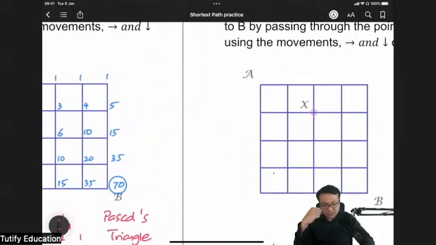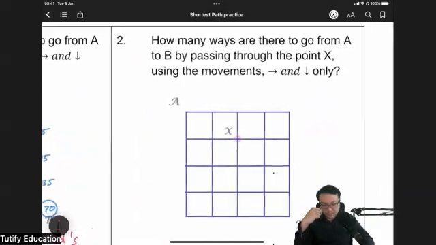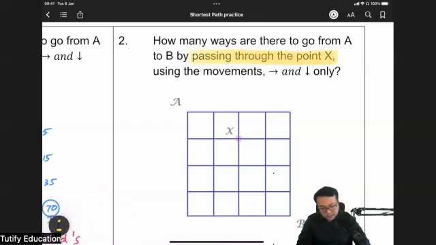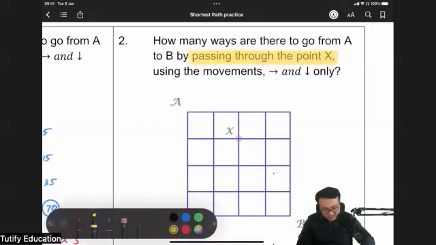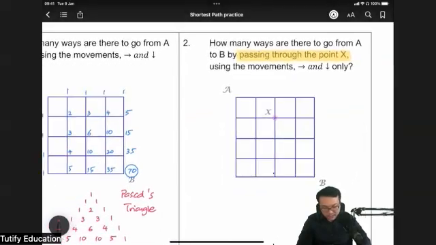Now let's try another variation of this question. How many ways are there to go from A to B? But this time around, they have a condition. The condition is that you have to pass through the point X. Now, students, remember how I talked about the direction of the arrows? If you want to stick to the shortest path, you should not go backwards or upwards, right?